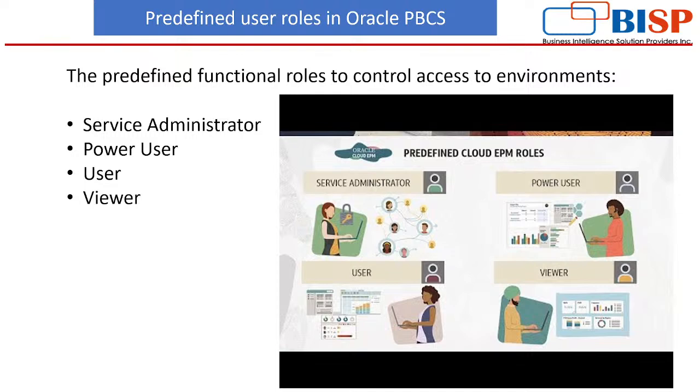Now, service administrator performs all planning functional activities, including granting roles to users. This is the highest level of the role, and this role should be granted to functional experts who need to create and administer planning business process components.